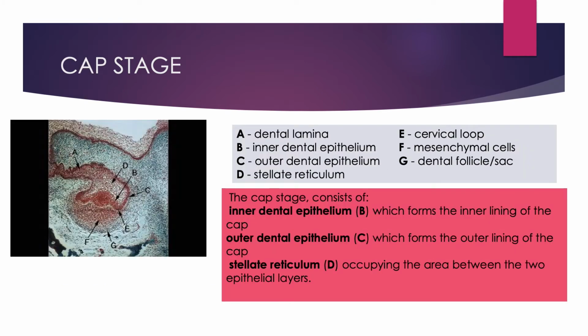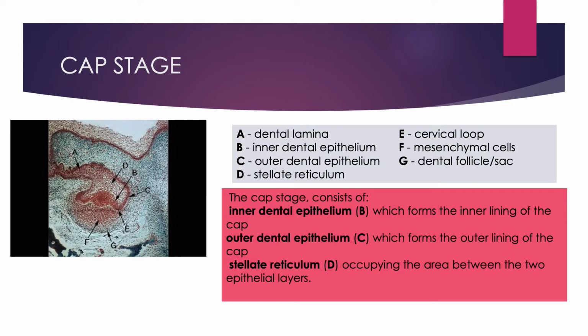Next, we will learn about the cap stage. As we can see here, the dental organ in the cap stage consists of the inner dental epithelium at B, which forms the inner lining of the cap. The outer dental epithelium at C forms the outer lining of the cap, and the stellate reticulum at D occupies the area between the two epithelial layers. The outer dental epithelium and inner dental epithelium are continuous at the cervical loop at E as the rim of the cap.